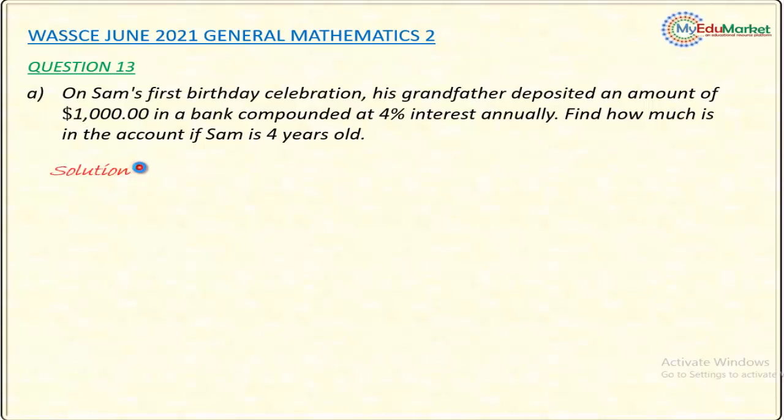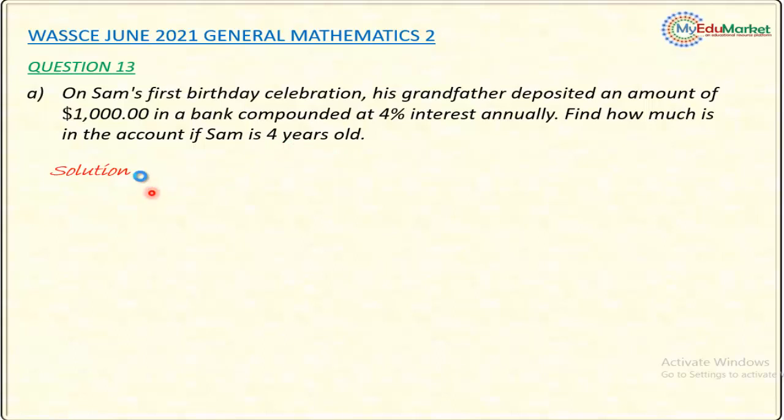Solution: if I go back to the question, the grandfather deposited $1,000 in a bank for Sam as a donation or as a gift, and he deposited in a bank that charged compound interest. That's why I say compounded, charged the compound interest, and the rate is 4% annually. So the question is to find how much would now be in the account when Sam is 4 years old. So let's attempt to answer this question now.